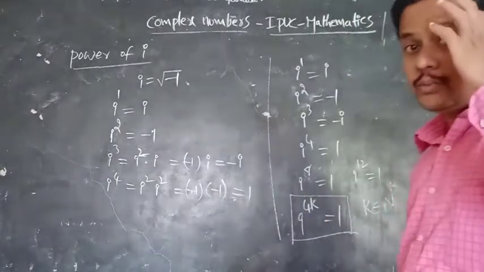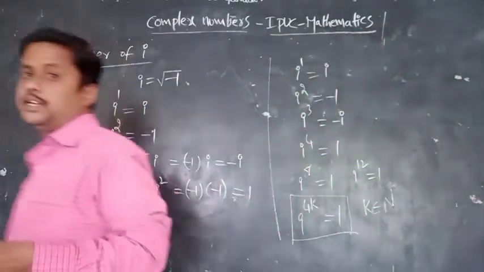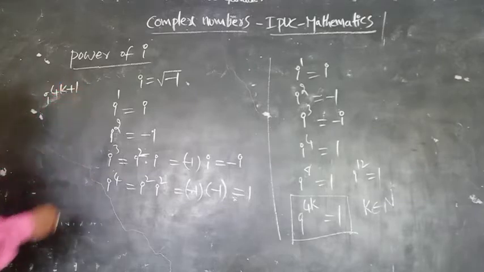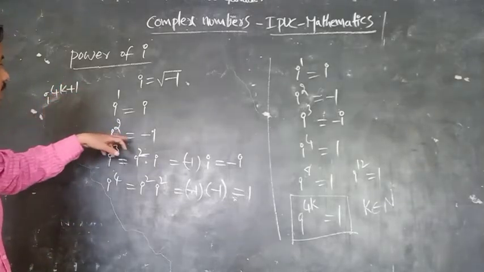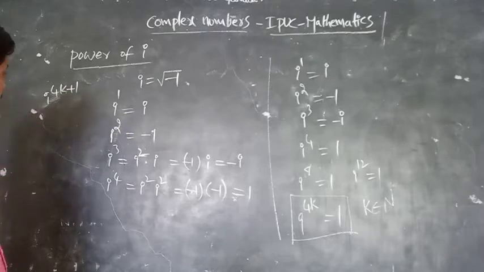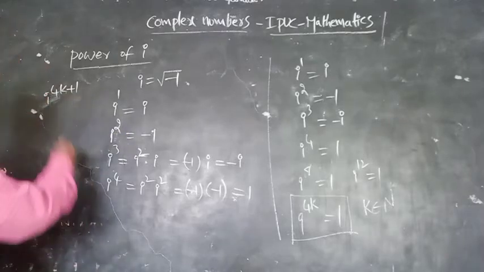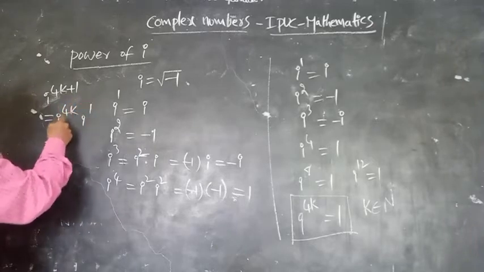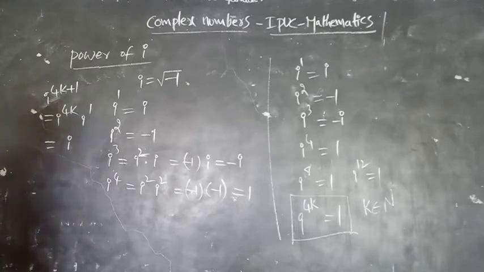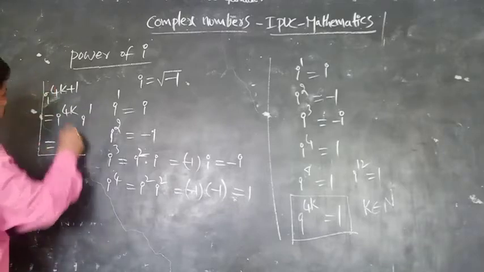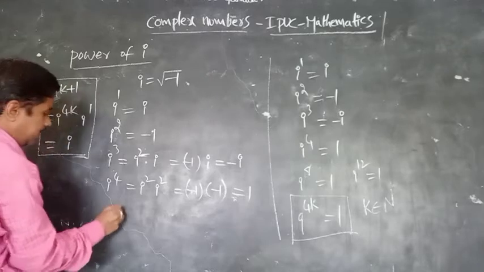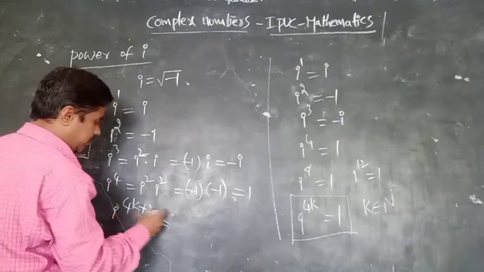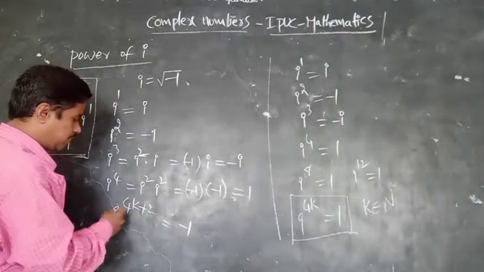And I will write here i to the power of 4k plus 1. i squared is minus 1. So i to the power of 4k into i to the power of 1 gives 1 times i, so i to the power of 4k plus 1 is equal to i. Next, i to the power of 4k plus 2 is i to the power of 4k times i squared, which is minus 1. So the answer is minus 1.